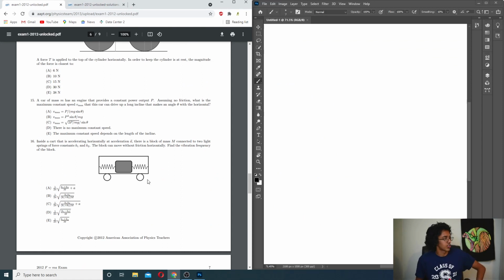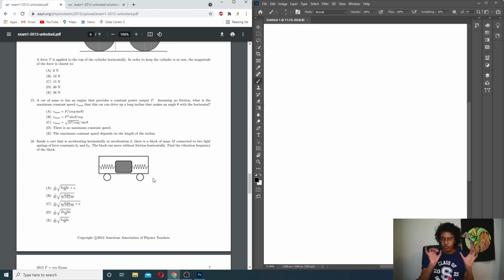Inside of a cart that is accelerating horizontally at acceleration A, there is a block of mass m connected to two light springs of force constants k1 and k2. Find the vibration frequency. So basically the acceleration shouldn't really matter, right? Because changing the frame of reference basically just shifts the equilibrium point of the spring. So it shouldn't actually change the vibration frequency. That basically rules out A and B, right?